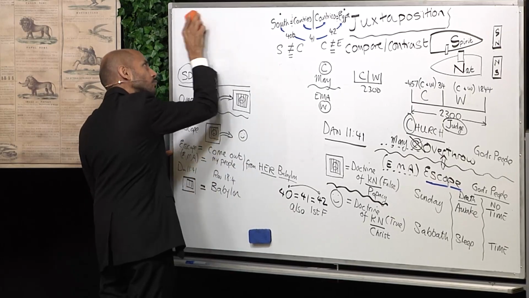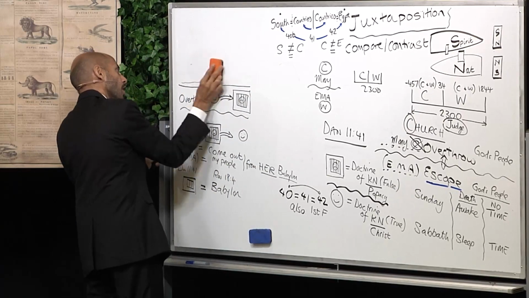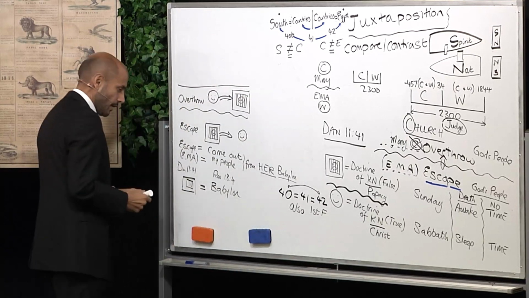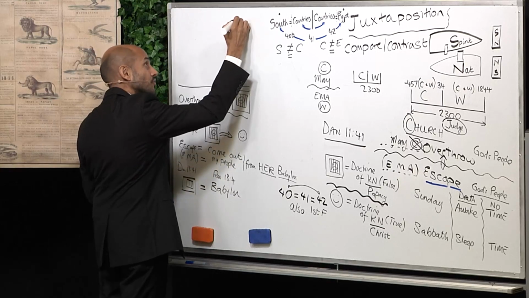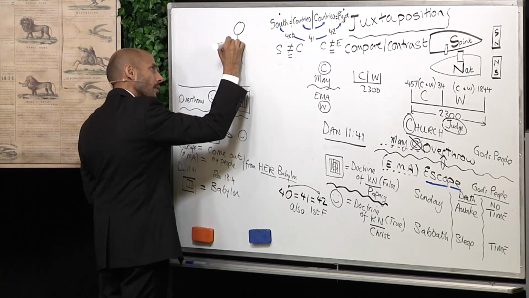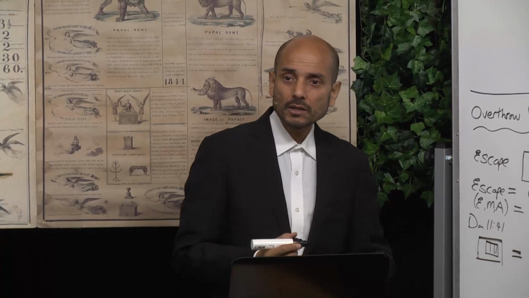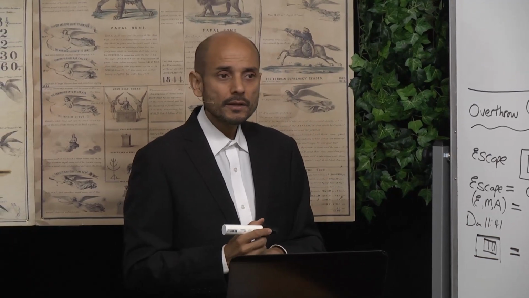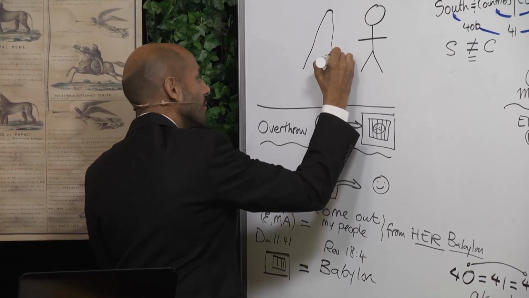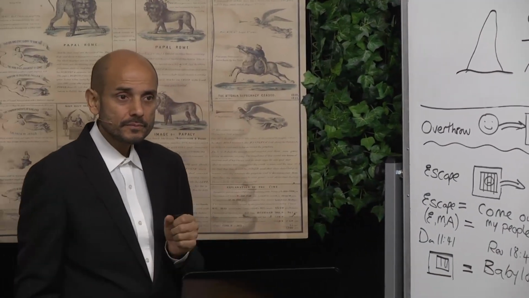And why did we look at Daniel chapter 2? Because what I wanted us to see, when we see the statue, is that it's being compared and contrasted to what? Not to a stone, but to a mountain.